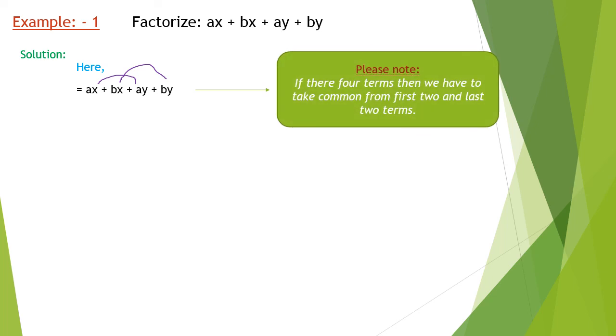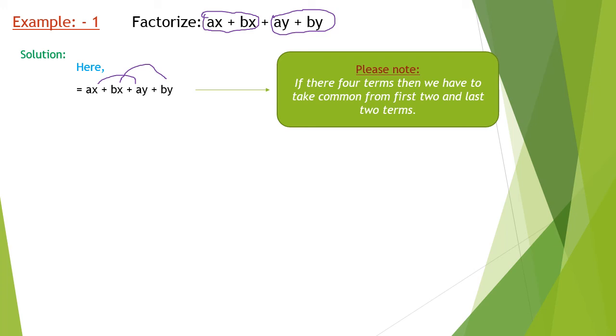Please note, if there are 4 terms, then we have to take common from the first two and last two. The process of taking common is different from the trinomial. In a trinomial, we have to take common from all 3 terms. But if there are 4 terms, if it is a polynomial, then we just take common from the first 2 terms and from the last 2 terms. This process is done for a polynomial or algebraic expression having 4 terms.